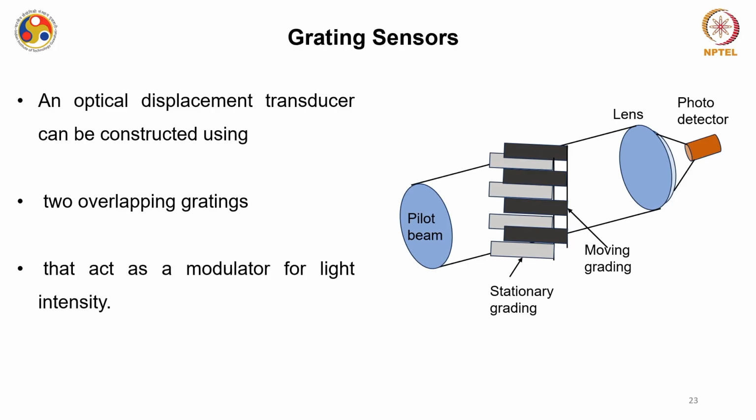However, this requires very sophisticated tools. There are also very simple optical devices available for crude displacement measurement. For example, you can design an optical displacement sensor simply based on gratings. An optical displacement transducer can be constructed using two overlapped gratings. These overlapping gratings act as a modulator for light.